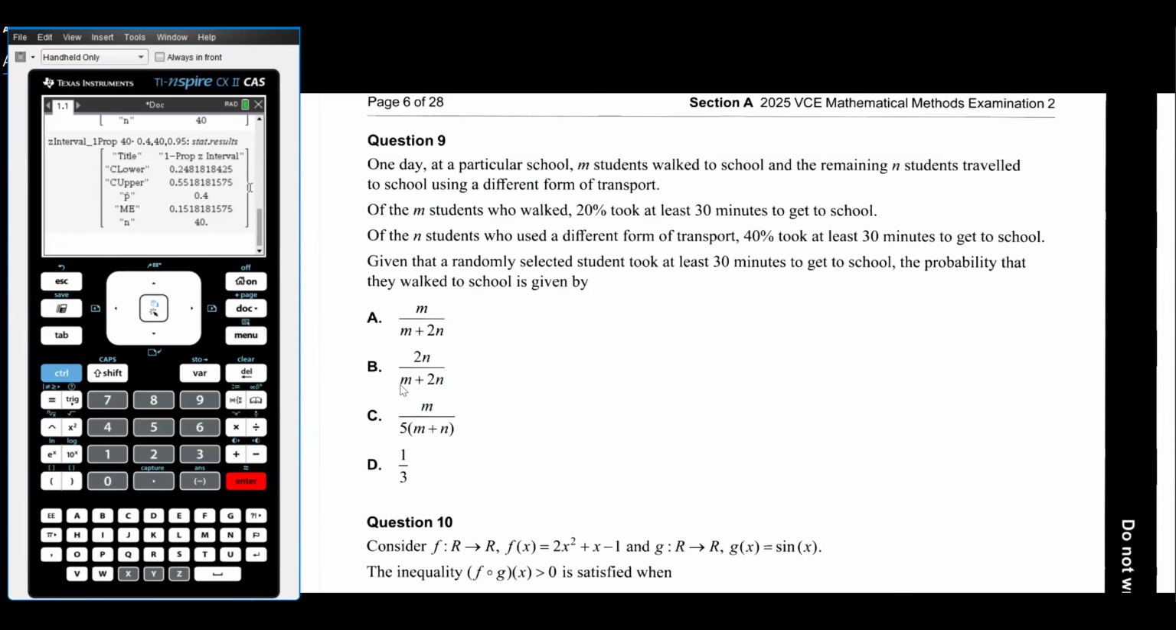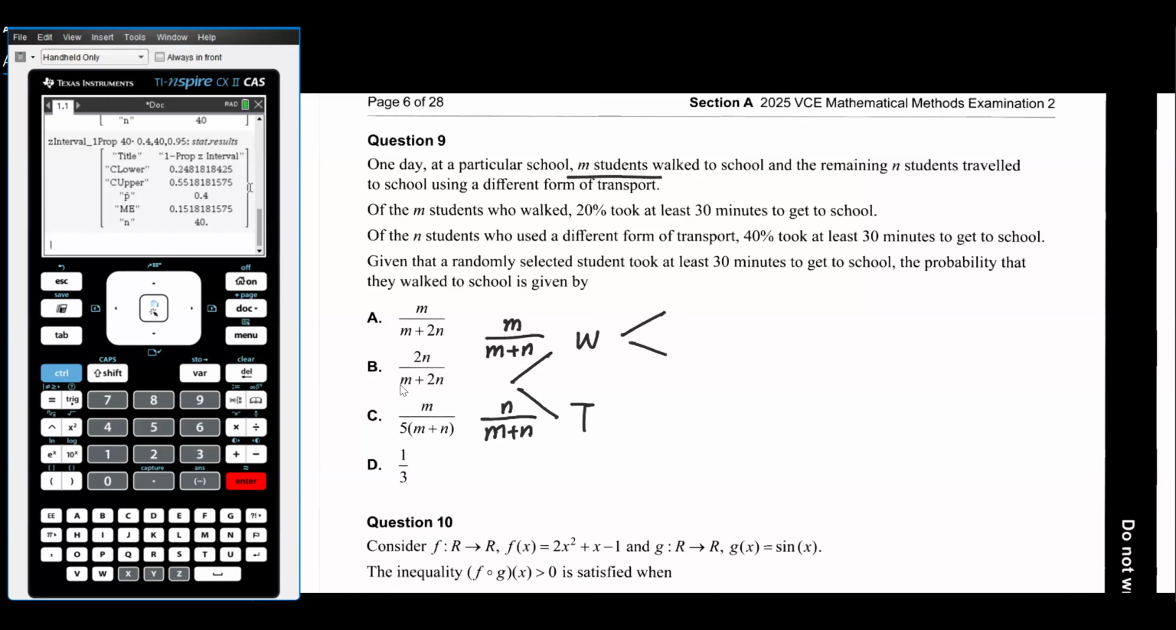Question 9. M students walk to school. So we have walk, transport, let's put it as T, other transport. So M students, N students, the total will be M plus N. The proportion of students walking to school will be M divided by the total. The proportion of the other category will be N divided by M plus N.